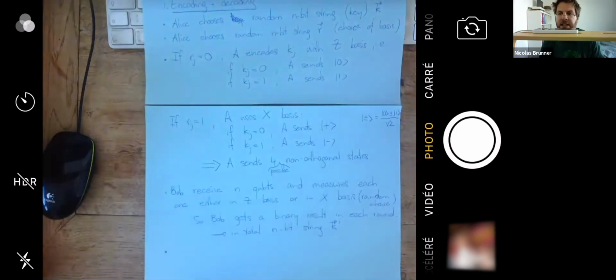So that gives us the idea of what we should do next, right? The idea should be that Alice and Bob should compare the basis they used. So for every one of the n rounds, they will announce their basis choice, and then they will keep only those that are the same, okay?